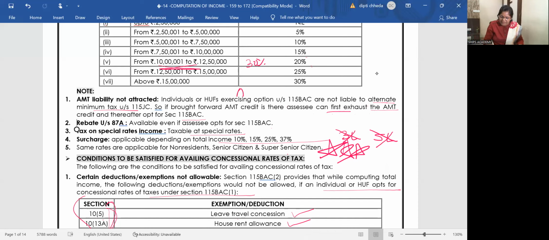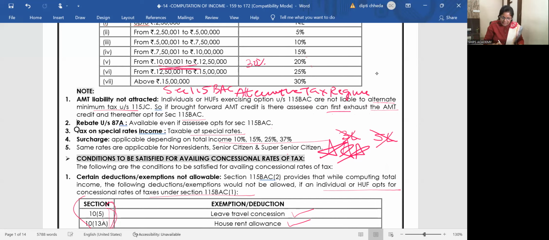Can you all please write the name I am making you write? What I am teaching is called the alternative tax regime. It is perhaps not printed here, but it is a very popular name: Section 115BAC.